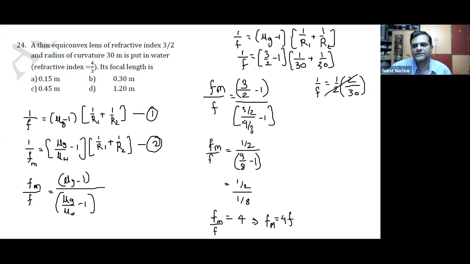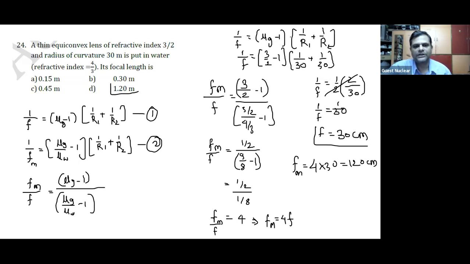So these two will get cancelled, and 1 upon f is equal to 1 upon 30, so f is equal to 30 centimeter. Once we get f, we can get fm also. fm will be equal to 4 times 30, which is 120 centimeter, or 1.2 meter. So option D will be the correct option. Yes, very good, Arthur. You are correct.